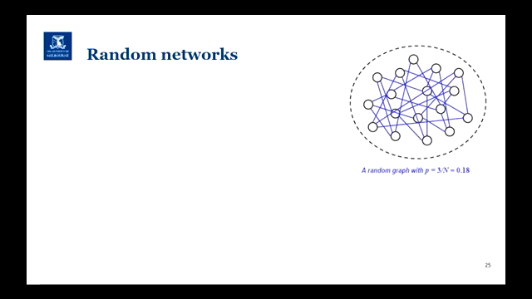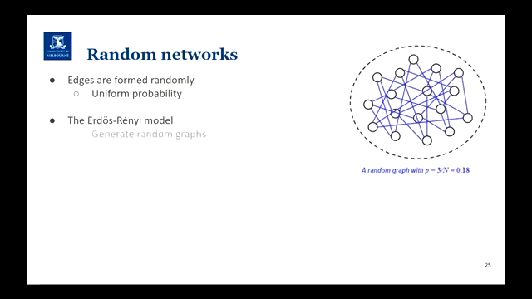Random networks, on the other hand, we don't have a specific number of degrees per node. So edges are formed randomly. So we have a uniform probability of a given edge existing or not. And one way to synthetically generate random networks is using the Erdős-Rényi model, which will generate random graphs considering two properties, number of nodes and a probability of connecting them.